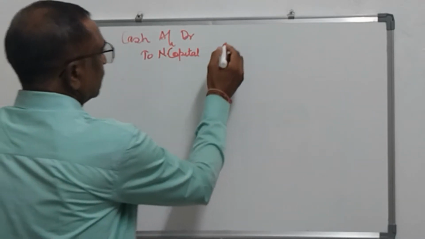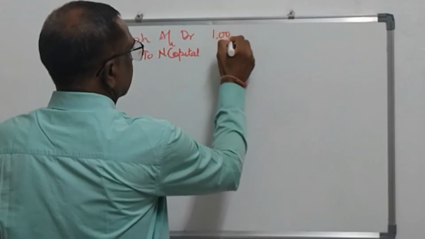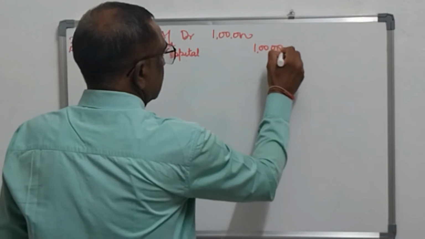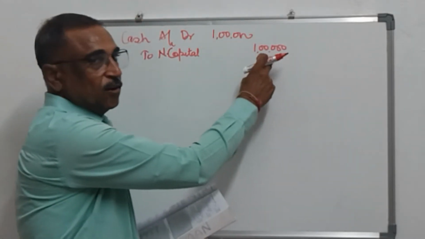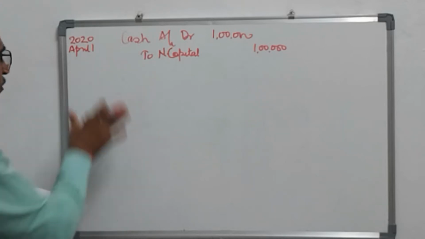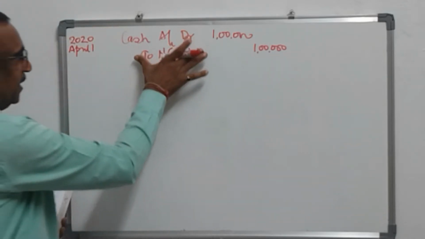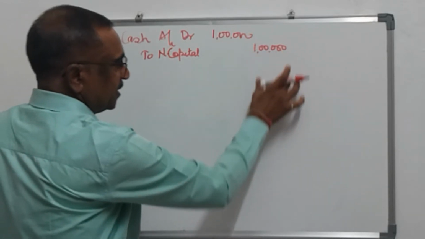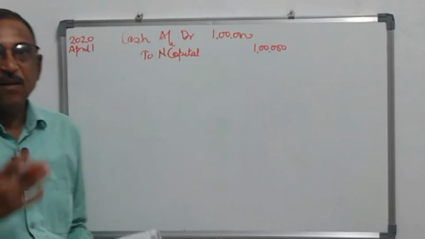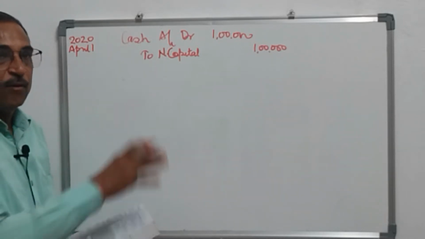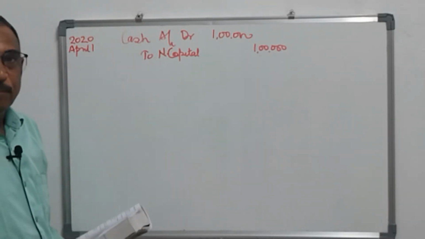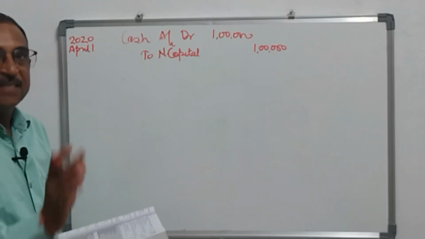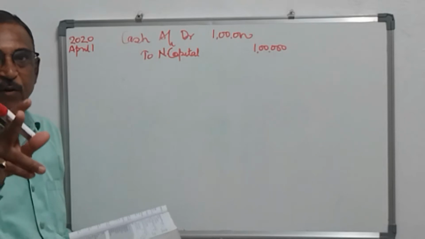And amount invested was 1 lakh. So we will write it in the corresponding debit column and credit column. Just to remind you, first column is date, second is particulars, third will be ledger folio, fourth is debit amount, and fifth is credit amount. Okay, this is how we have to proceed. You have to do it in a proper manner. But here my intention is to make you understand. So format is secondary for me but not for you.